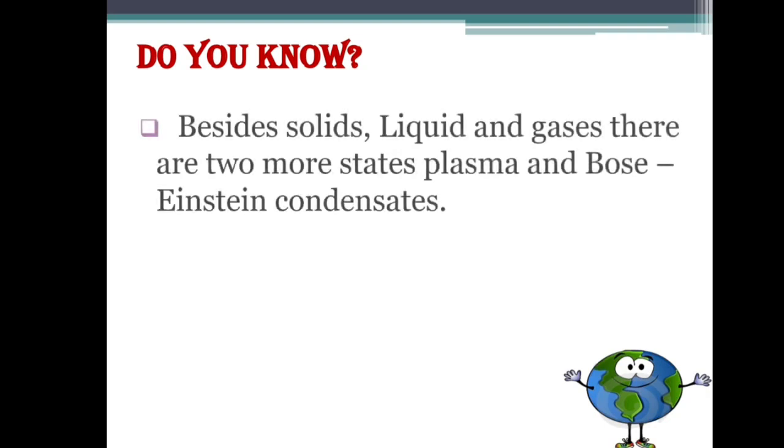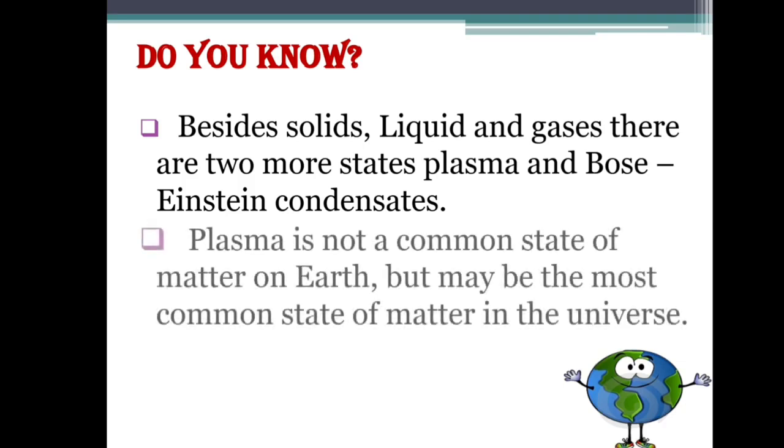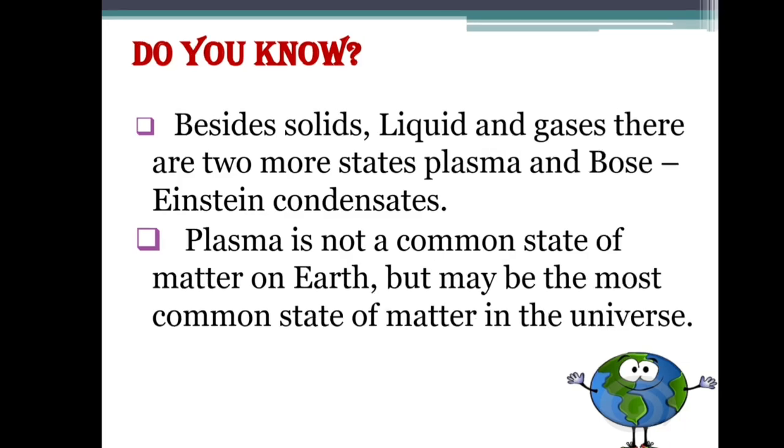Do you know, besides solids, liquids and gases, there are two more states: plasma and Bose-Einstein condensates. Plasma is not a common state of matter on Earth, but may be the most common state of matter in the universe. So these are the two other states other than solids, liquids and gases. They are plasma and Bose-Einstein condensates. What is plasma? Plasma is an ionized gas.